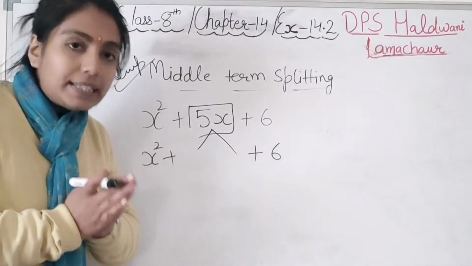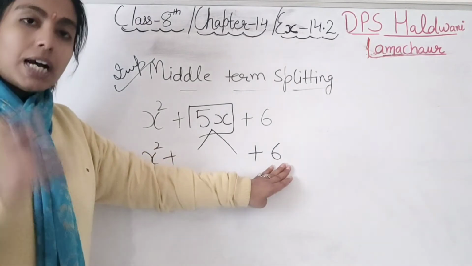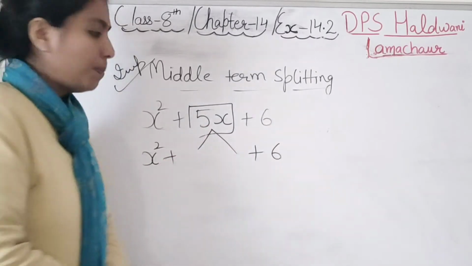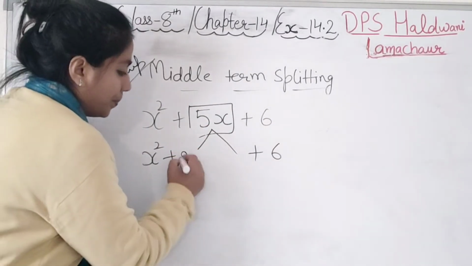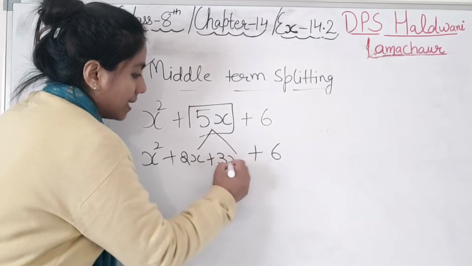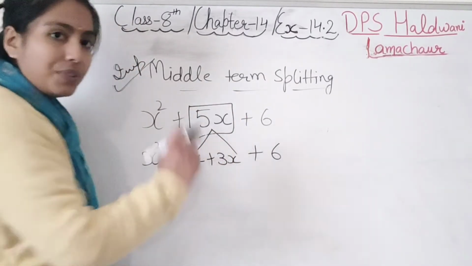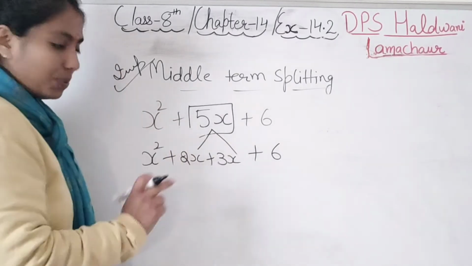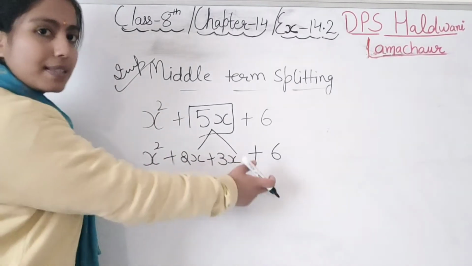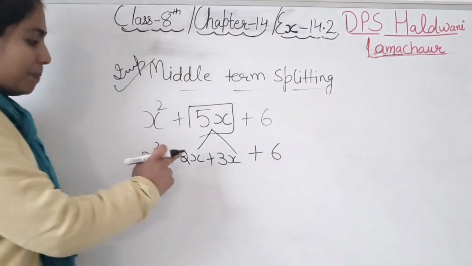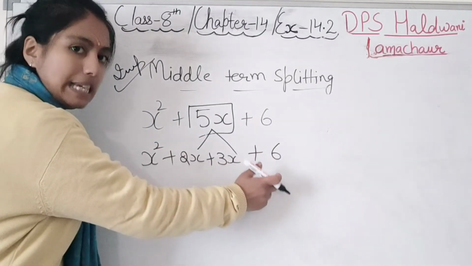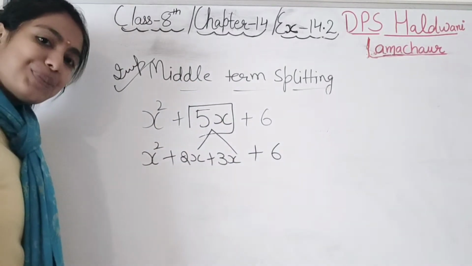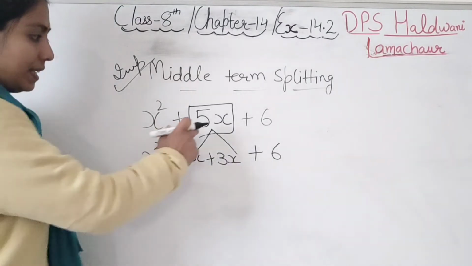You will multiply the outer terms and you will get 6, and when you add them you should get 5. How can you split 5x? I can split 5x into 2x and 3x, and the signs are plus, so both signs are plus. 2 threes are 6 only. It means when you multiply 2 and 3, we get 6, and after adding, we get 5x. Students, this is called splitting the middle term.